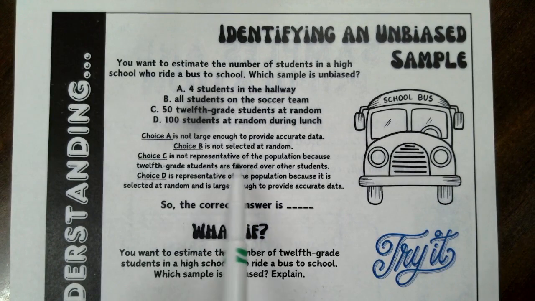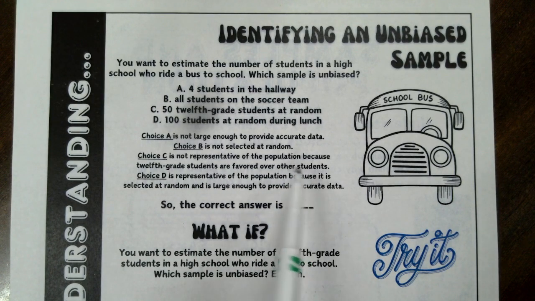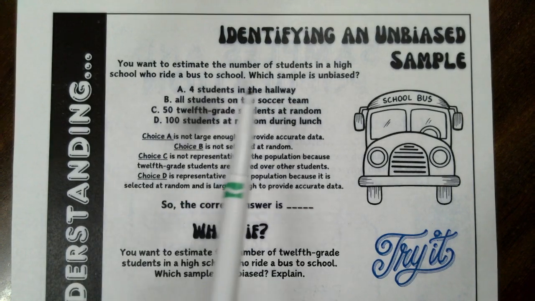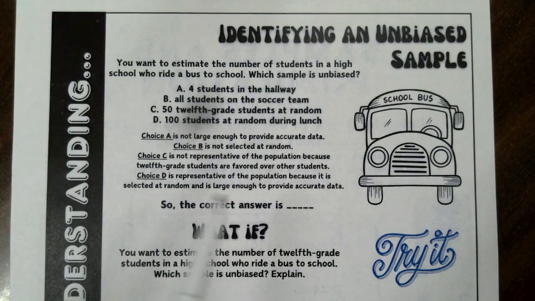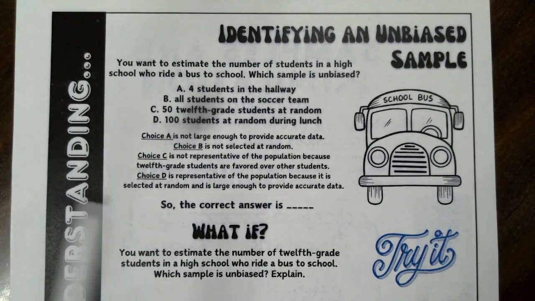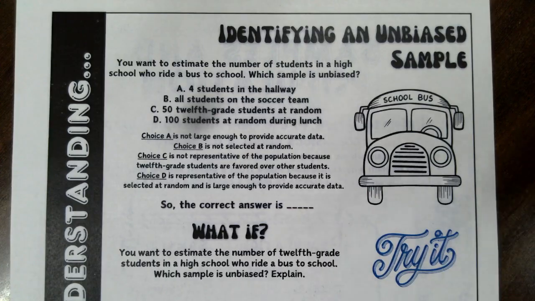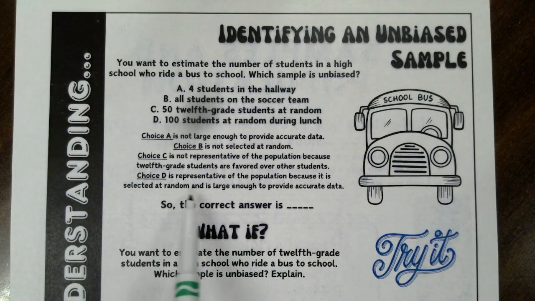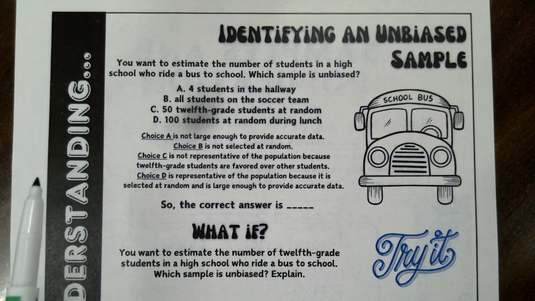Choice C is not representative of the population because 12th grade students are favored over other students. If I was asking about 12th grade students, that'd be great. But because I'm asking the number of students in the high school, which is 9th through 12th grade, this is not a good representation of that data. And choice D is representative of the population because it's selected at random and it's large enough to provide accurate data, because I'm asking 100 students at random during lunch. So I'm getting a wide array of different age groups.